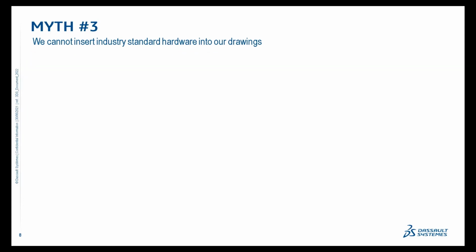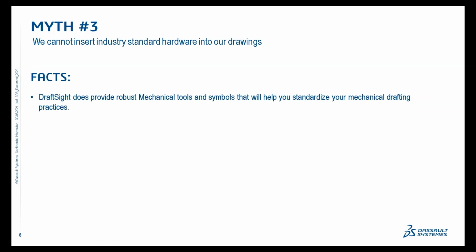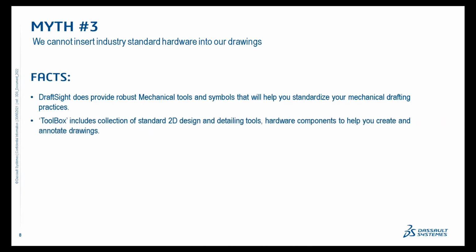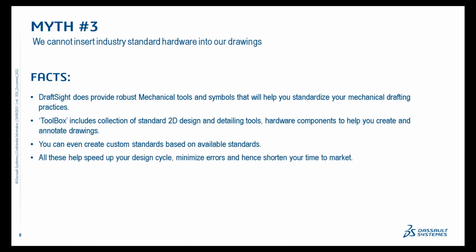And now to the facts. DraftSight does provide robust mechanical tools and symbols that will help you standardize your mechanical drafting practices. Toolbox includes standard 2D design detailing tools, hardware components to help you create and annotate drawings. You can even create custom standards based on available standards. All these help speed up your design cycle, minimize errors, and hence shorten your time to market.